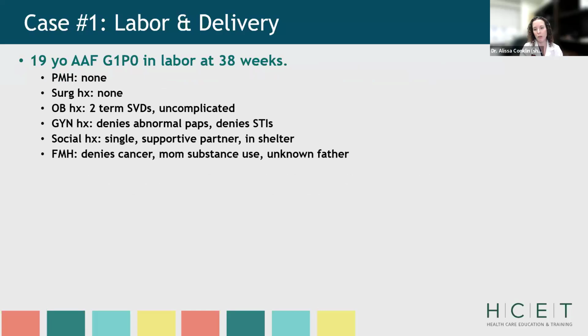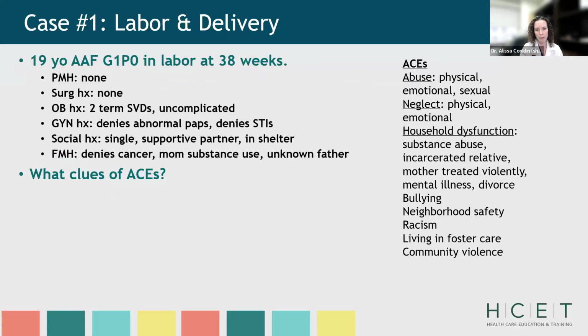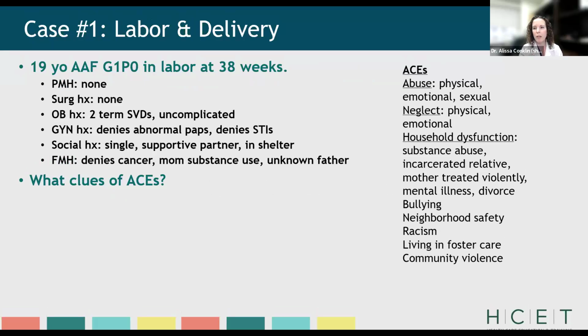What are the clues in her story that might point to any ACEs? Feel free to type it in the chat, anything you might note from her history that signifies an adverse childhood experience. For easy reference, I'll list those 15 known ACEs here. And I don't know if somebody can monitor the chat here. I will. Thank you. Feel free to type in there any ACEs you might notice from her description.